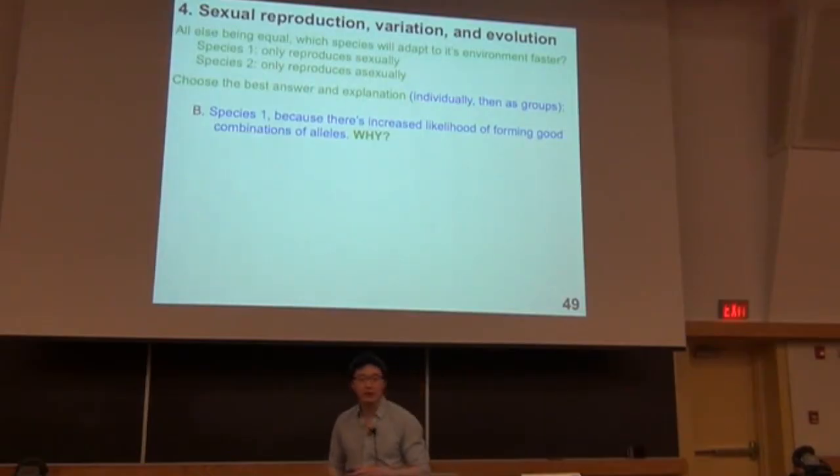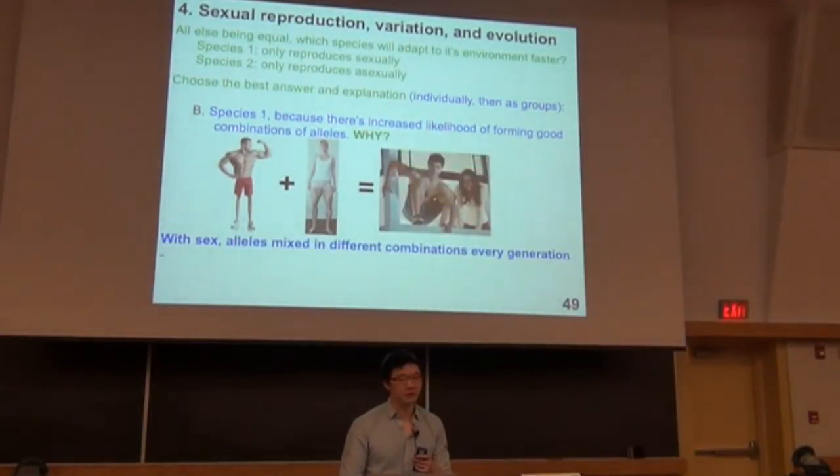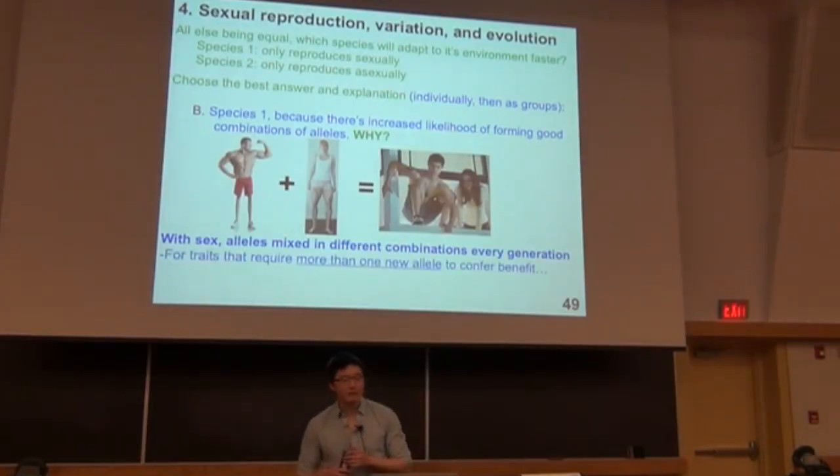Right, so getting back to our answer, so why I chose B, right? So I'd say that species 1 will evolve faster than species 2 because you can more quickly get good combinations. So with sex, you're always mixing alleles in different combinations every generation, right? And this is important because sometimes some traits require more than one allele to be beneficial. For example, if you think that this looks a little funny, the person who got this mutation, that lineage may not live long enough for another mutation to come along, right?